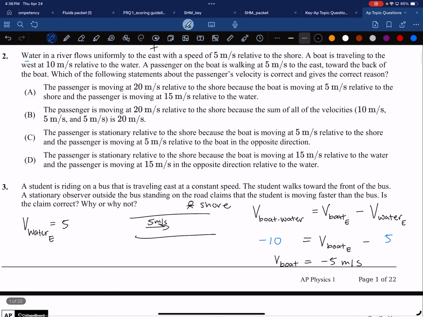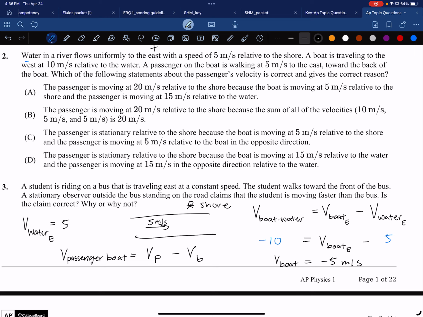Okay, so looking at the question, it says, what is the passenger's velocity? I skipped over a sentence. A passenger on the boat is walking at 5 meters per second to the east. So they throw in another variable, that's the passenger. But what I can set up is my equation where velocity of the passenger to the boat is equal to the velocity of P minus velocity of B.